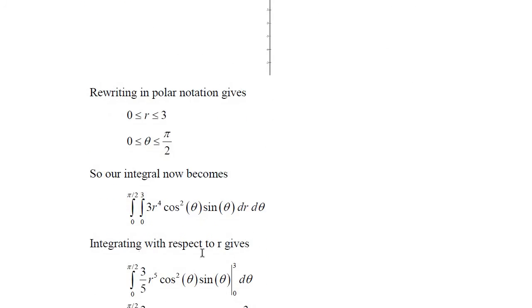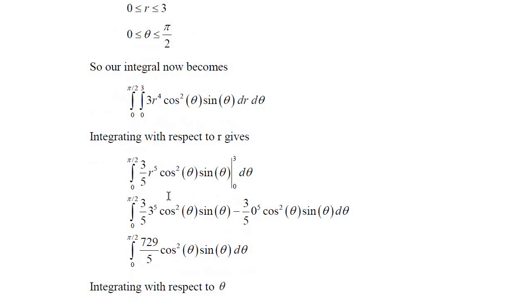So our iterated integral becomes the following. I'm going to integrate from 0 to pi over 2, from 0 to 3, of 3r to the fourth power, cosine squared theta, sine of theta, dr d theta. Integrating with respect to r, adding 1 to the exponent and dividing by the new exponent, I get the integral from 0 to pi over 2 of 3/5 r to the fifth power, cosine squared theta times sine theta, evaluated from 0 to 3.